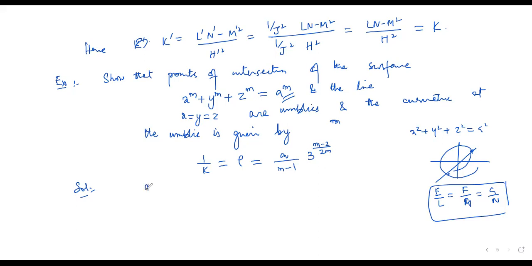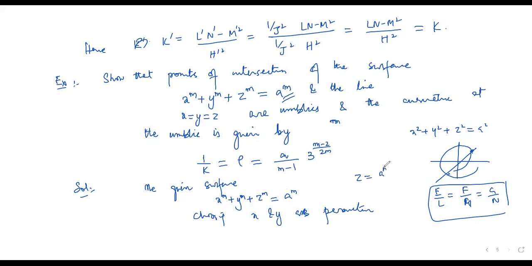So the given surface is basically x raised to power m plus y raised to power m plus z raised to power m is equal to a raised to power m. We're choosing x and y as our parameters, because we can solve it for z, because z would be equal to (a raised to power m minus x raised to power m minus y raised to power m) whole raised to power 1 by m, right?